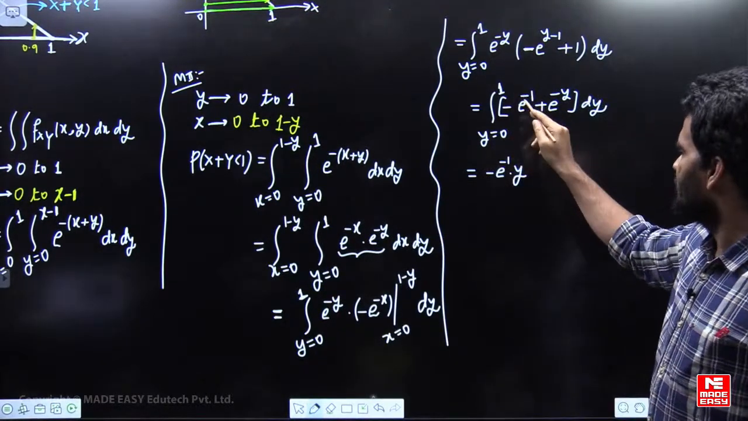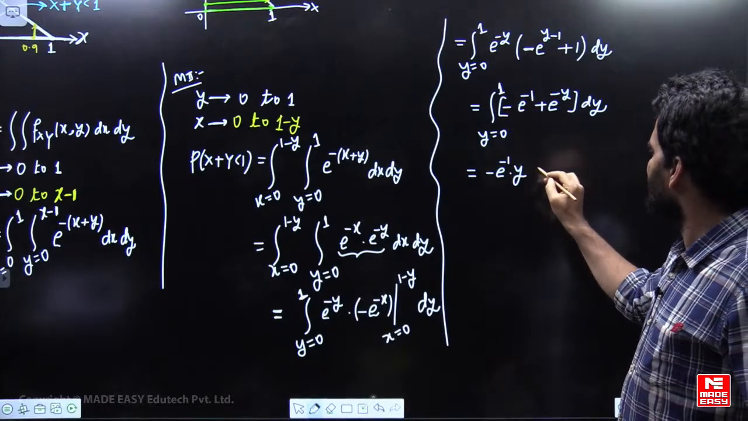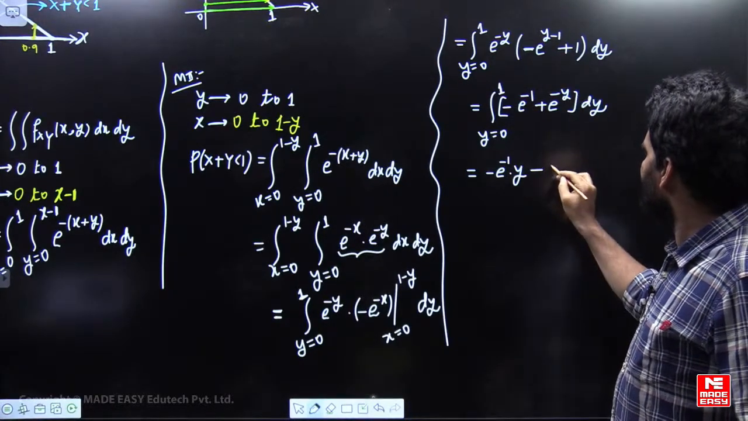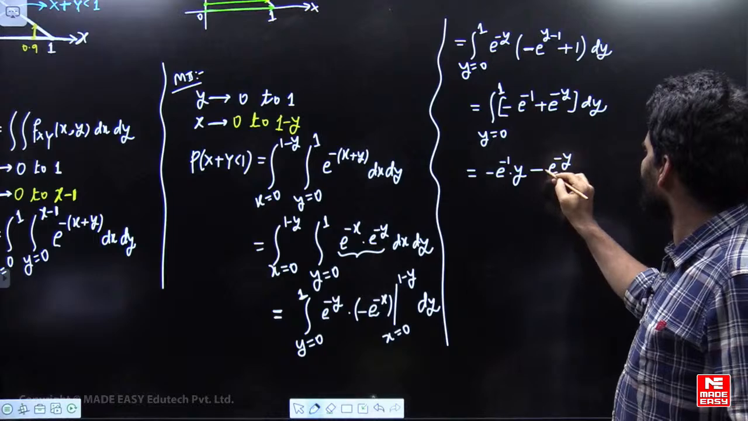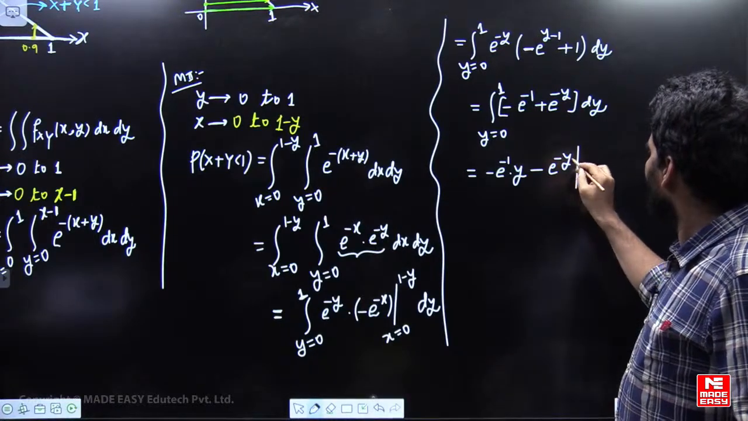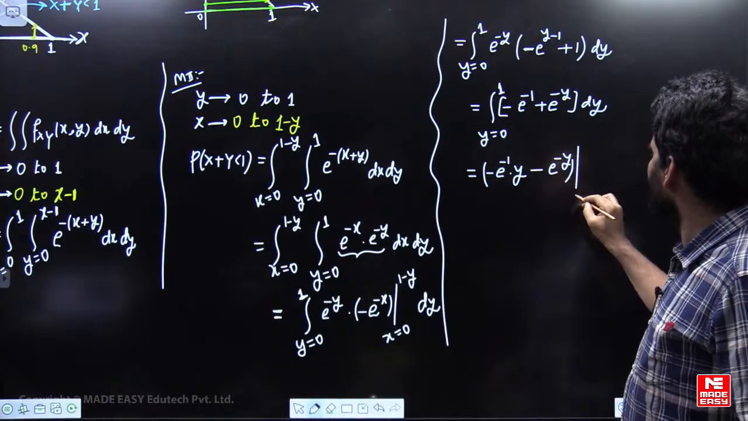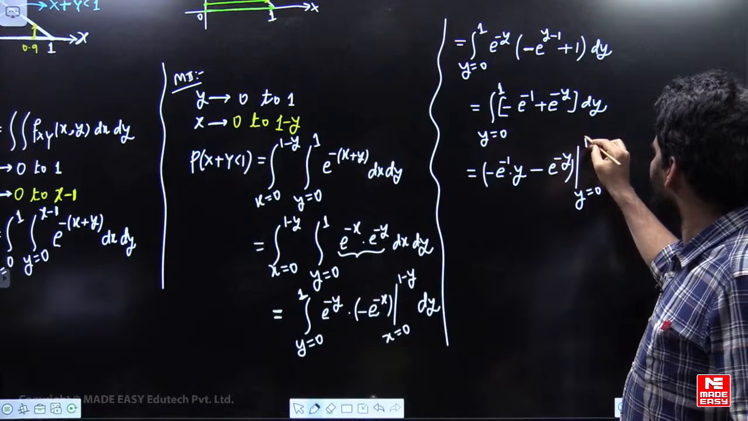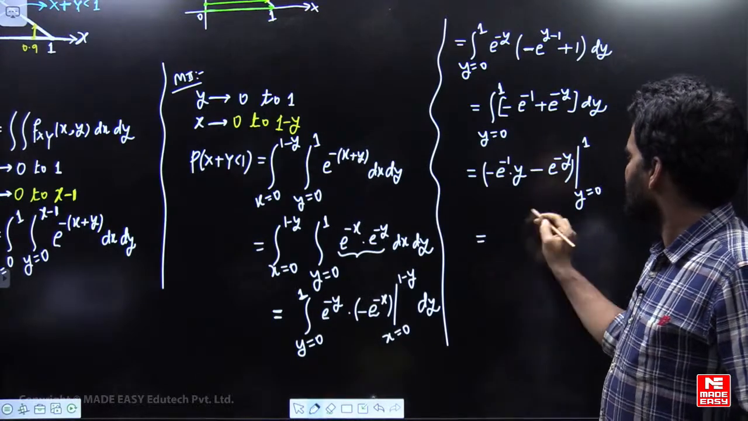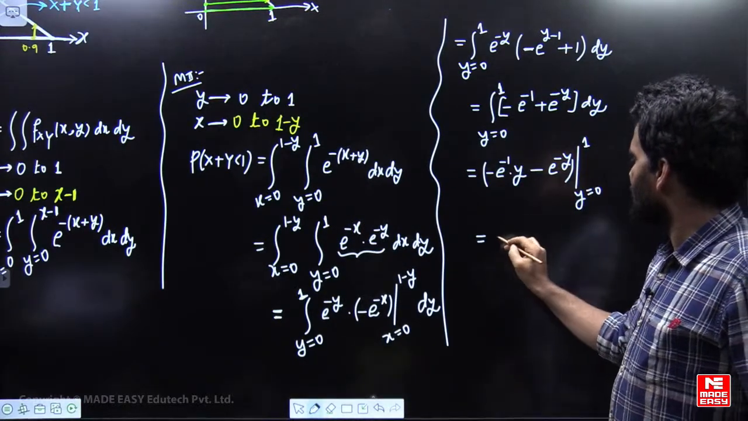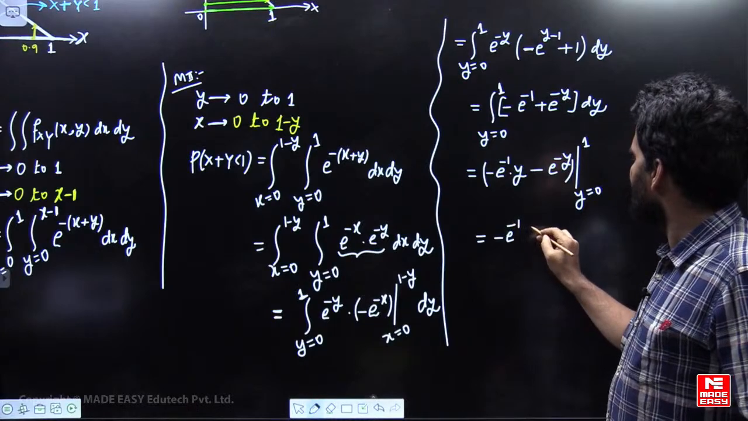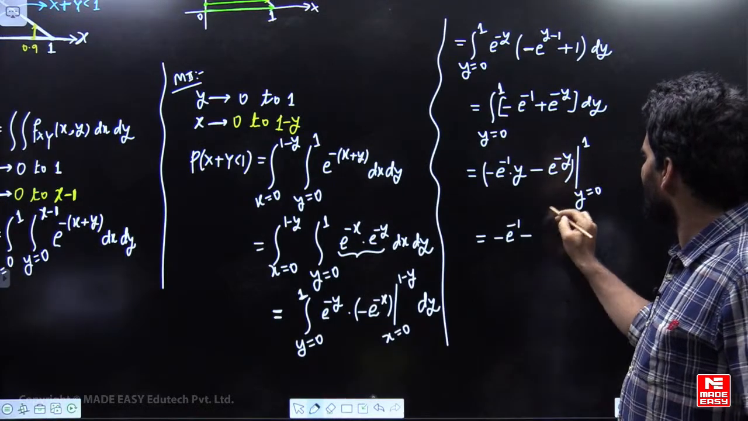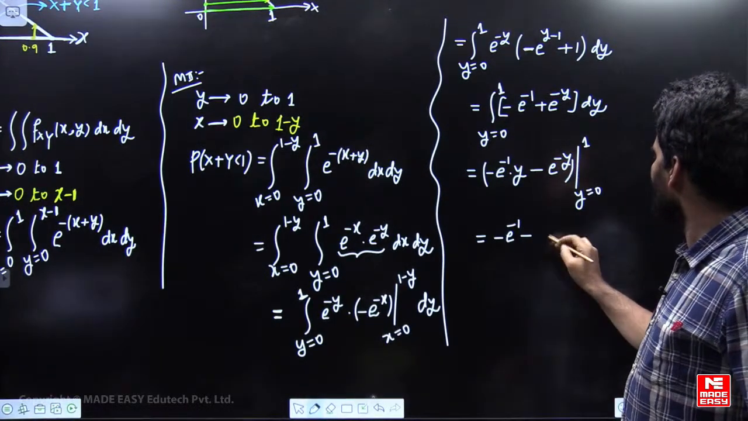This constant, what is the integration of this with respect to y? That is y only. And what is the integration of this? Minus e power minus y. Yes, you have to substitute the limits 0 to 1. So substituting 1 in place of y, this is minus e power minus 1.